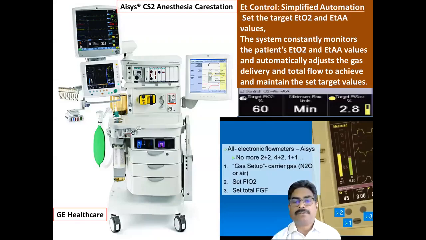The machine itself adjusts the fresh gas flow to reach your set end tidal oxygen or end tidal anesthetic gases. And here you have to set only the fresh gas flow. Suppose you want to set a fresh gas flow of 1 liter, you have to set 1 liter. It will adjust the FiO2 itself to 50%.